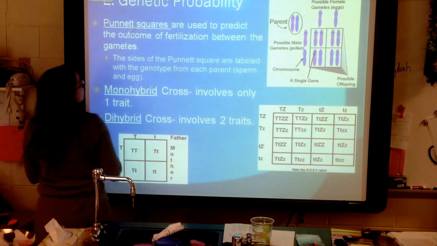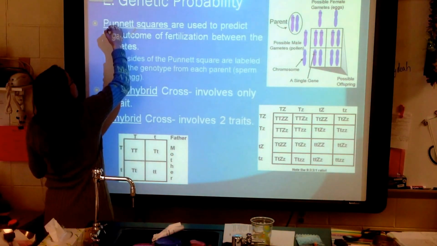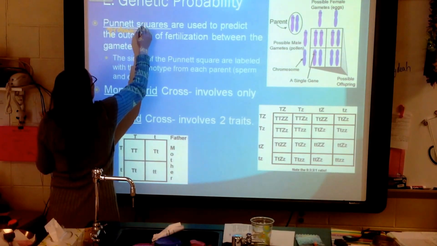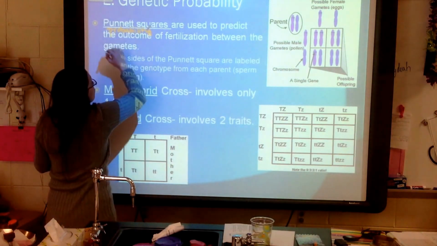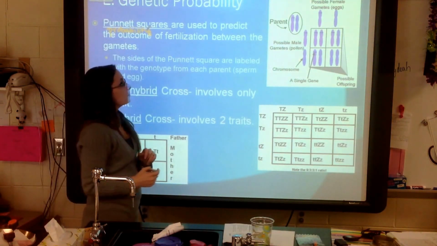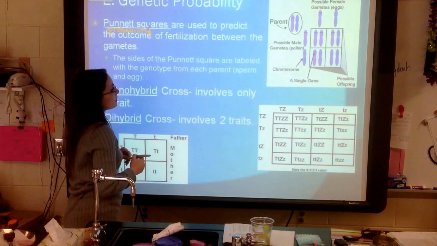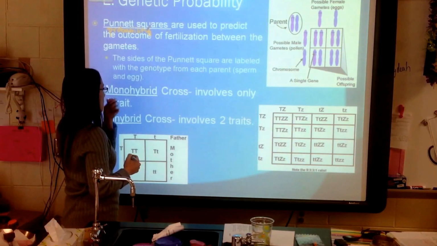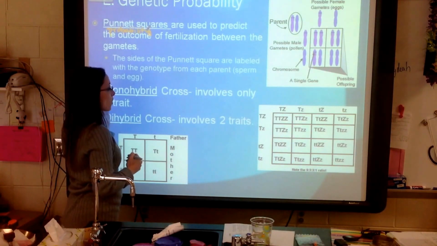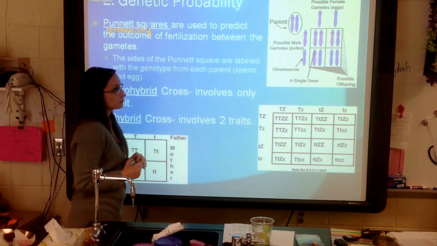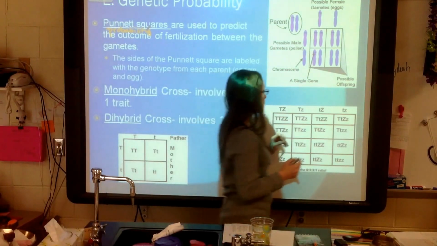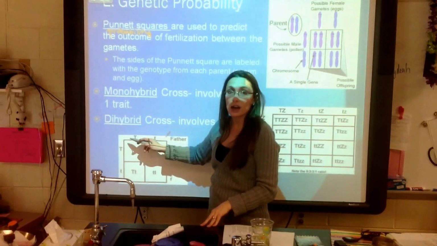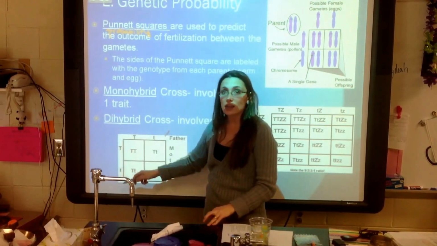Punnett Squares are used to predict, we want to add in the word probability, of certain outcomes between the gametes. The sides of the Punnett Square are labeled with the genotype from each parent, and we cross one trait at a time. So if you look at the pictures that you have, you can see that we put the father along the top and the mother along the side.